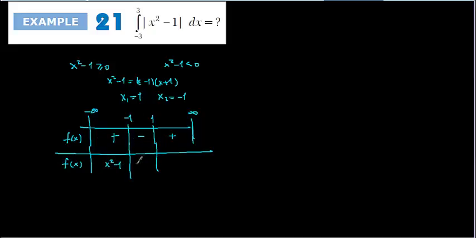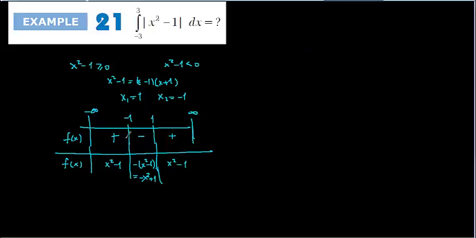In this part it's equal to minus (x squared minus 1), which is equal to minus x squared plus 1, and the last part it's going to be equal to x squared minus 1 again, because they are positive. Here, for the negative parts, we are multiplying by the minus sign. I explained this at the beginning of the topic.